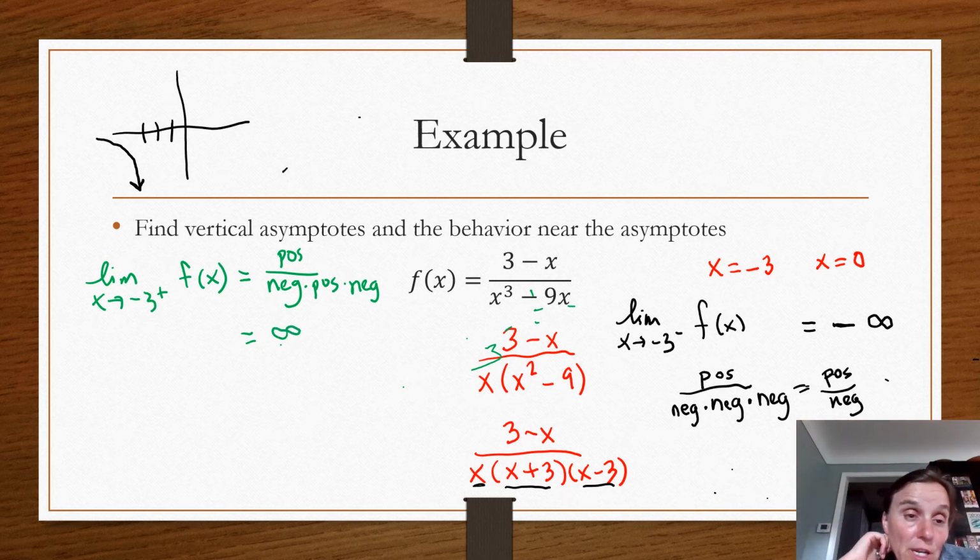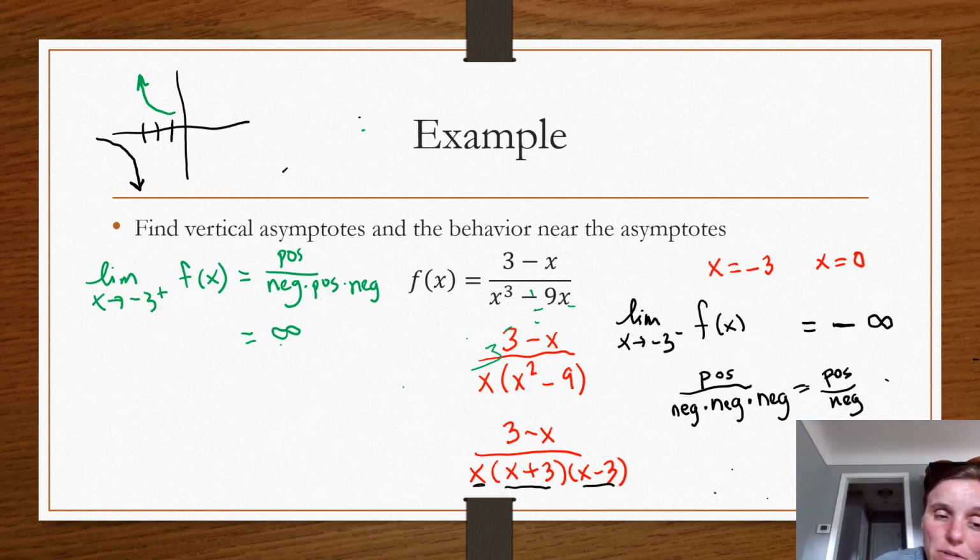So this function, as I approach negative 3 from the other direction, is going to shoot up. I don't know the exact shape, but I do know that the behavior near that asymptote is that they're pointing in opposite directions. To the right, it's pointing up, and to the left, it's pointing down. Okay, I can do the same thing for x equals 0.